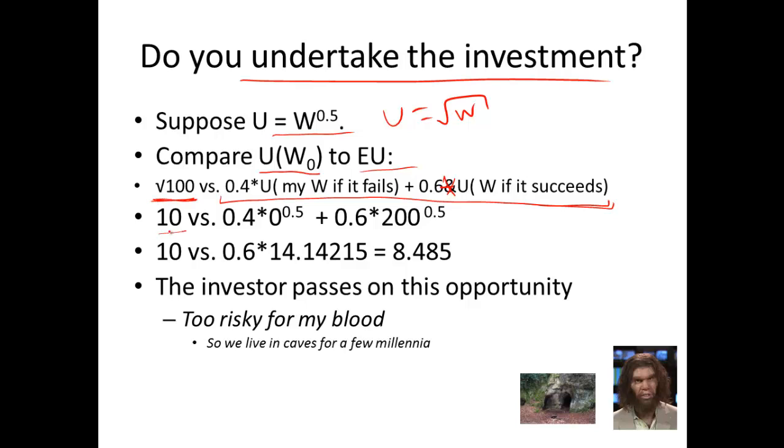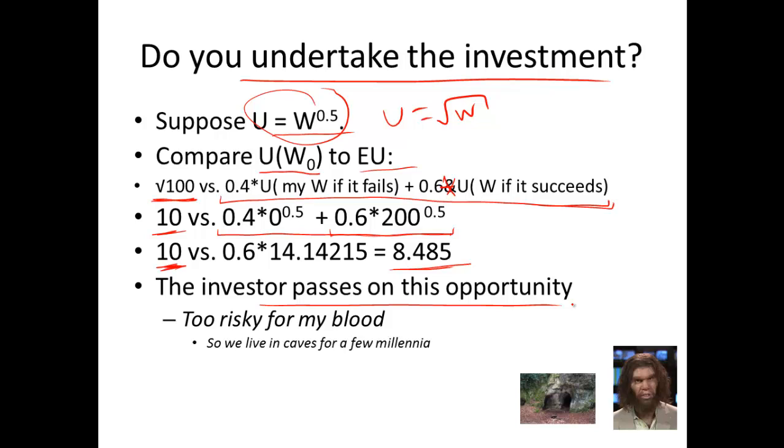The square root of 100 is 10, so that's my utility if I don't invest. My expected utility if I do invest is this thing over here, 0.4 times 0 to the 0.5, and of course that's all just 0, plus 0.6 times 200 to the 0.5. That's just 0.6 times the square root of 200. So down on the next line, we take it a step further. It's 10, which again is the utility of not investing, versus 0.6 times this 14.14215, and that all equals 8.485. The key here, of course, is that 10 is bigger than 8.485. So the investor, characterized by this utility function, passes on this opportunity, even though it had positive expected value.